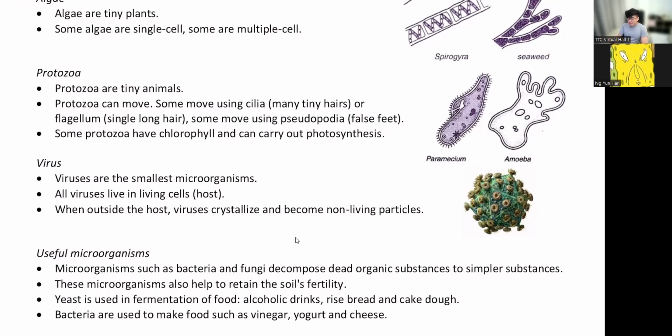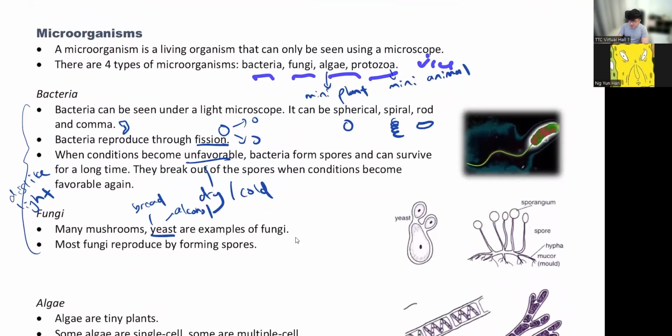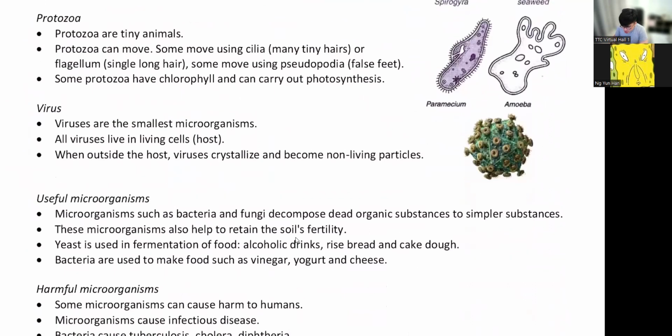Okay, you might say, sir, what about virus? You say there are 4 types, right? Why isn't virus here? Because you have to know, what does it mean by an organism? Organism means living thing, right? Why is virus not here? Because virus is not a living thing. Virus is not an organism. They are the smallest, okay? I don't actually consider them a microorganism because they're not living.